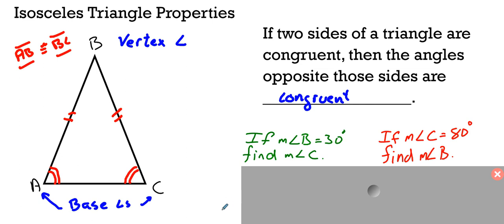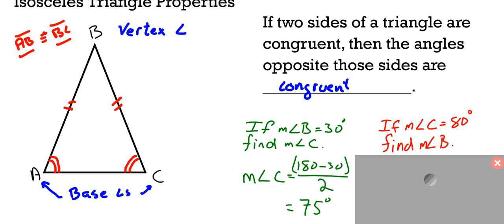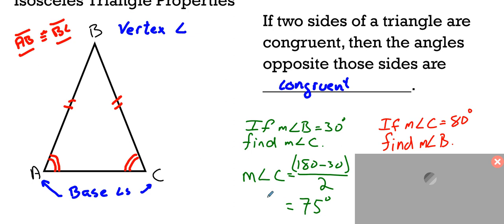if we have the vertex angle like we do in that green problem, we have the measure of angle B, and we know it's 30 degrees, and we know that all the angles in a triangle add up to 180, it's a pretty straightforward approach to find the measure of angle C, one of the base angles. We're going to subtract 30 from 180 and divide by 2.